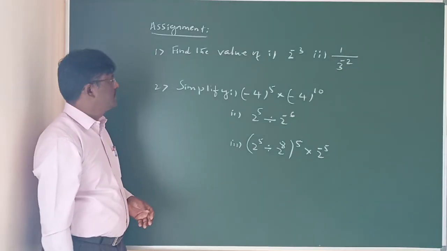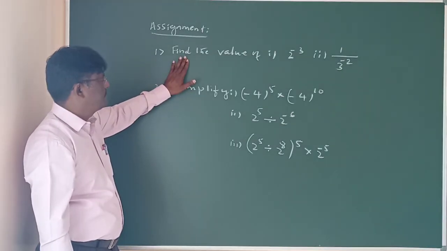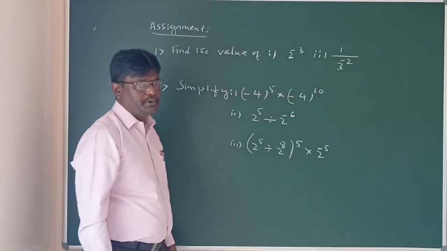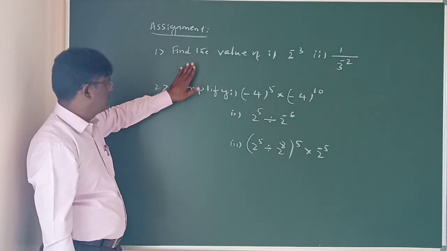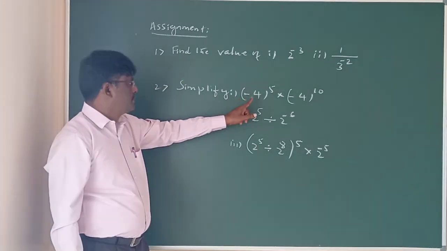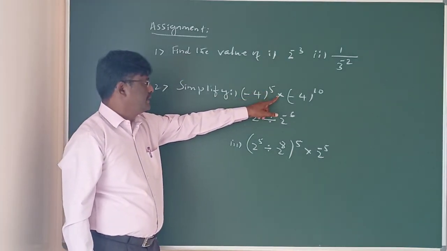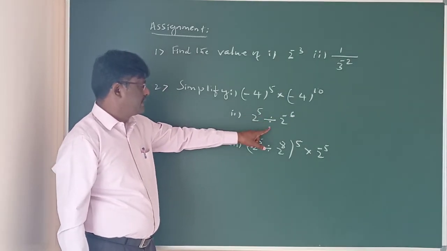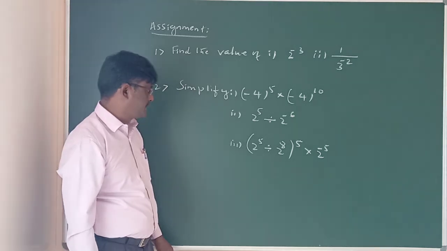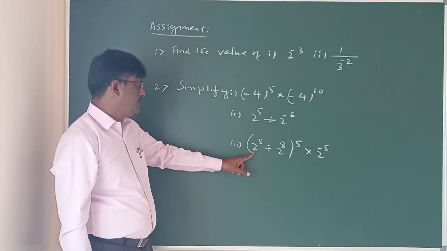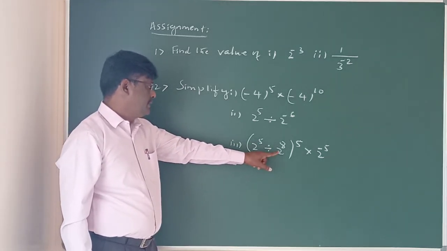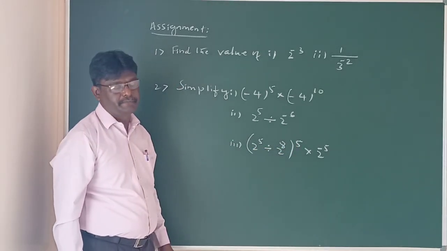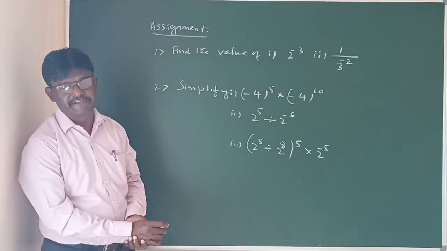Yes children, plus assignment. Find the value of 2 power minus 3, 1 upon 3 power minus 2. That we have to get. Next, simplify. Minus 4 whole power 5 into minus 4 whole power 10. 2 power 5 divided by 2 power minus 6. Then sum number 3, 2 power 5 divided by 2 power 8 whole power 5 into 2 power minus 5. Okay children, we will continue next class. Thank you.